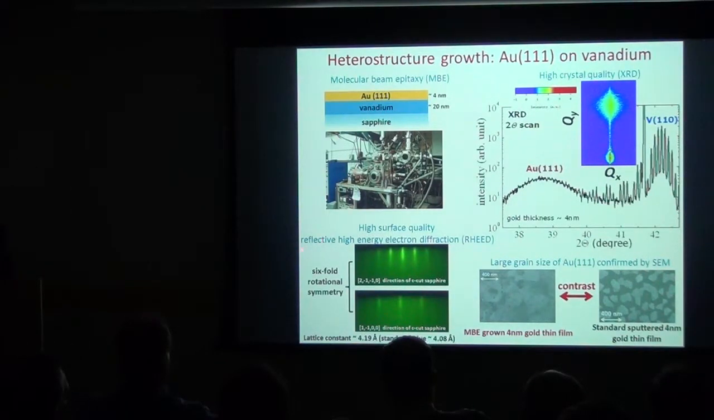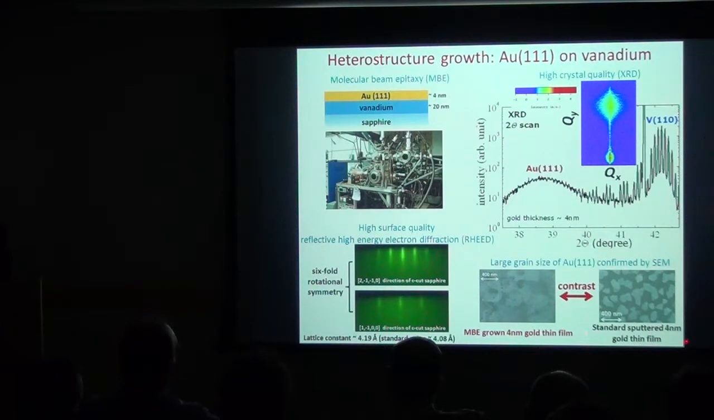Besides that, during the growth we can use an in situ way to monitor the surface quality of gold. The technique we use is called reflective high energy electron diffraction. That gives you the crystal structure of the top surface of gold, because this electron diffraction uses a glancing angle electron beam, which penetrates only 1 or 2 nanometers on top of the thin film. And this pattern shows sharp streaks, and it also shows the 6-fold rotation symmetry, which corresponds to the (111) orientation of the gold surface.